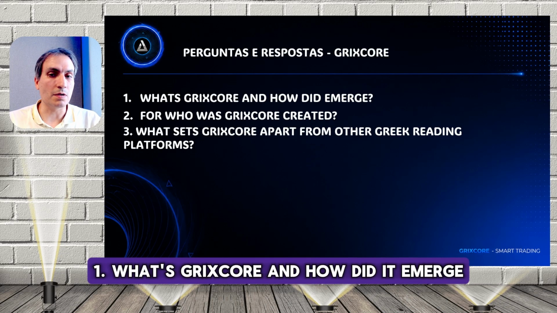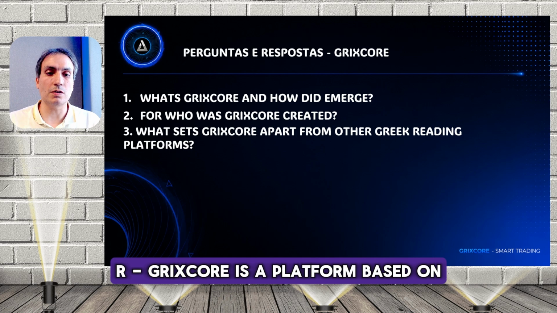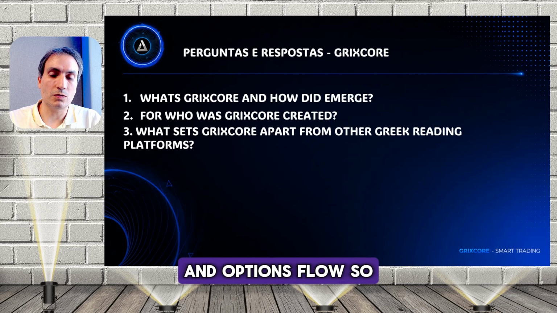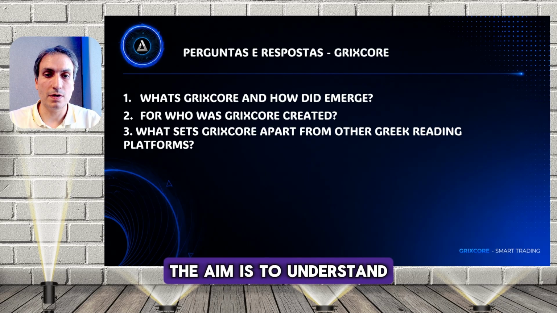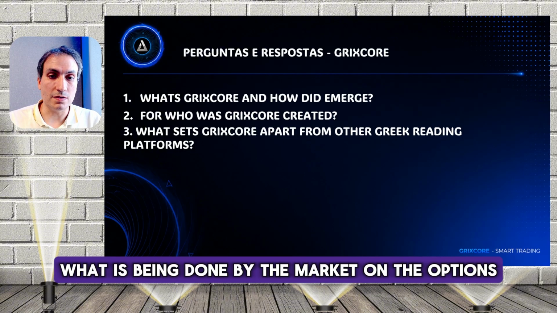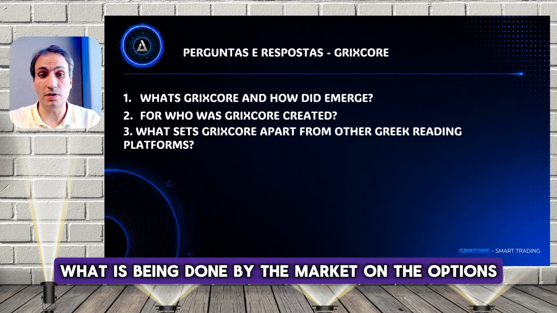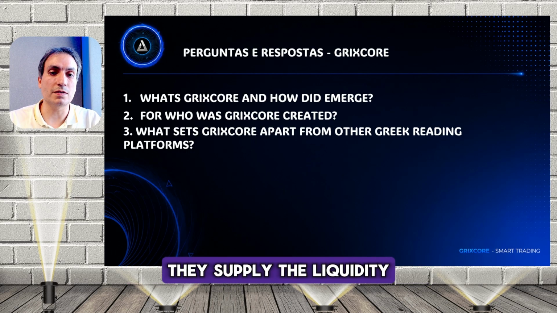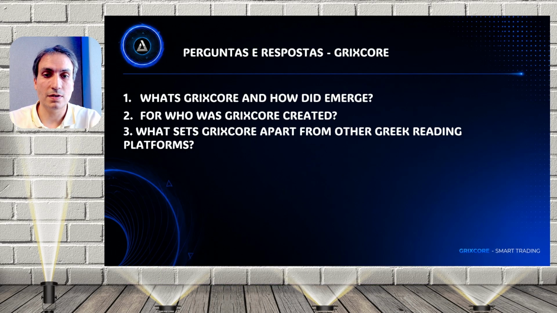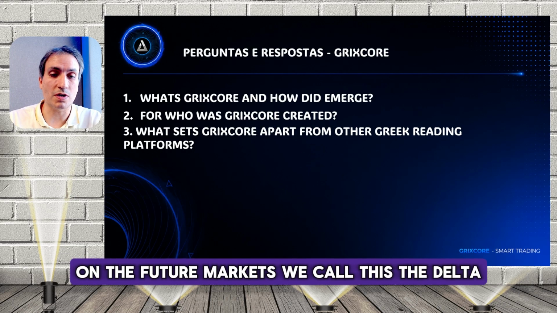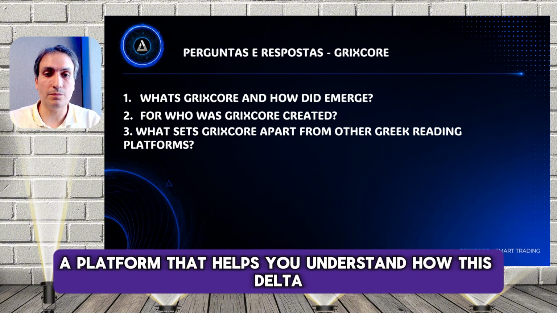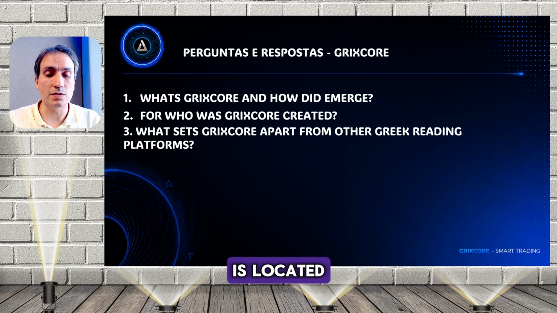What is GrixCore and how did it emerge? GrixCore is a platform based on reading the Greeks and options flow. The aim is to understand what is being done by the market in the options market. The market maker and the dealer supply the liquidity and create a position to neutralize it in the futures markets. We call this the delta hedge. So GrixCore is a platform that helps you understand how this delta is located and where it's going, right?